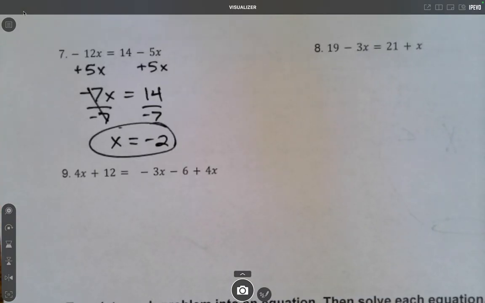Remember, a positive divided by a negative is a negative. When the signs are different, the answer is negative. When the signs are the same, the answer is positive.